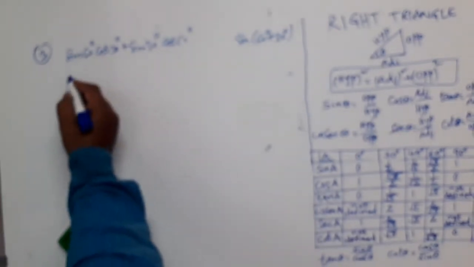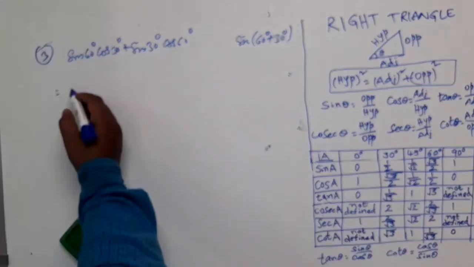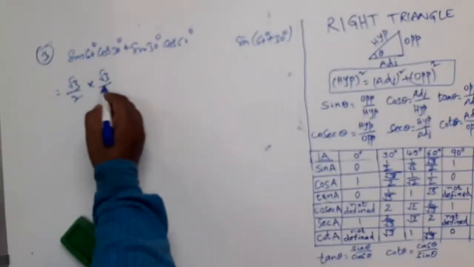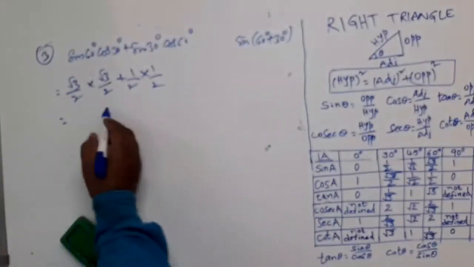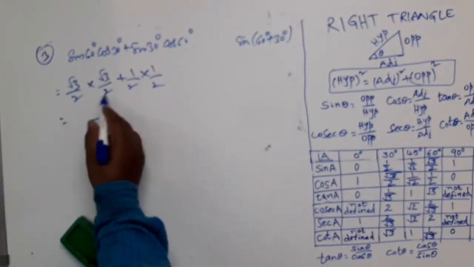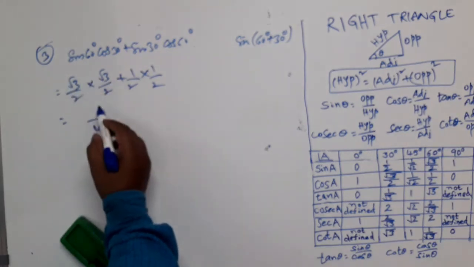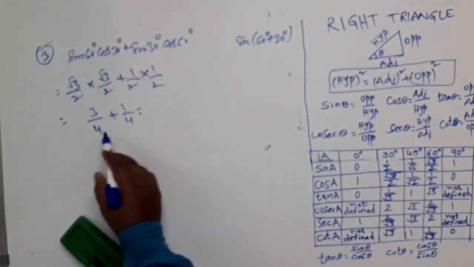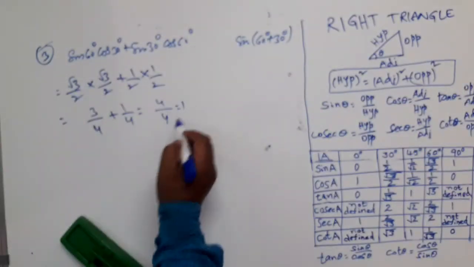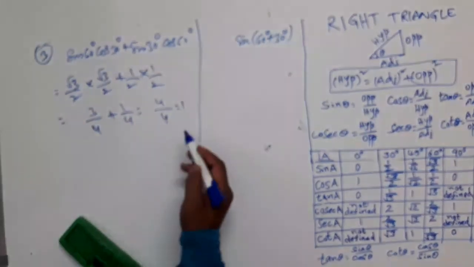Yes, tell me from the table. This is sine 60 degrees. Sine 60 degrees from the table is root 3 by 2. Cos 30, that is also root 3 by 2. Sine 30, 1 by 2. Cos 60, 1 by 2. The denominator is 2 into 2, 4. Numerator is root 3 into root 3, 3. Plus 1 by 2 into 1 by 2 is, of course, 2 into 2, 4. 1 into 1 is 1. The denominator is 4. 3 plus 1 is 4. 4 by 4 is 1. So the value of this expression is 1.